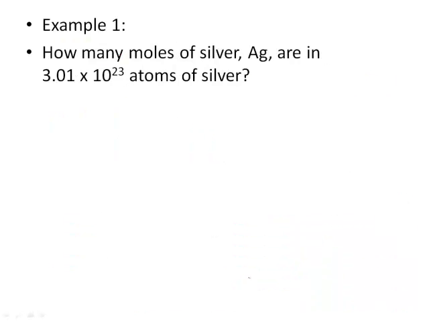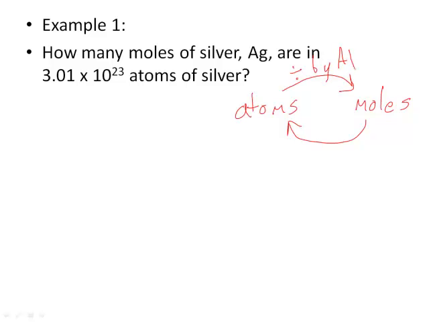So let's do an example. There are a couple different charts that are going to become very useful with this unit. One is converting atoms to moles, or moles to atoms. To convert atoms to moles, I want to divide by Avogadro's number. And to go from moles to atoms, I multiply by Avogadro's number.